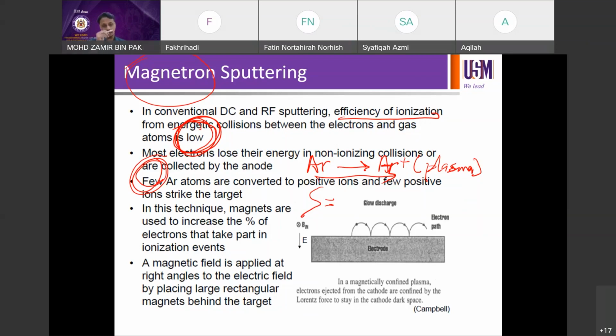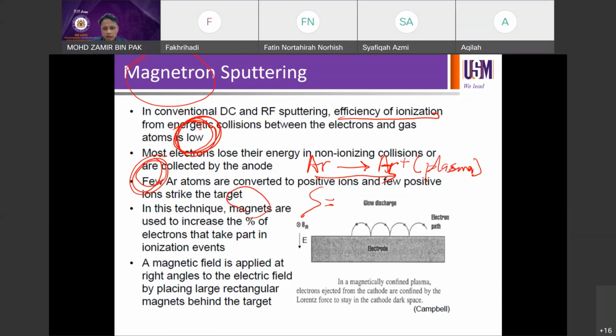So to do this, one technique is called incorporation of magnetron to the sputtering. Okay, what does magnetron mean? We add magnets, it's what we call magnetron, not megatron. If you're a real Transformers fan. Magnets are used to increase the percentage of electrons that take part in an ionization event.